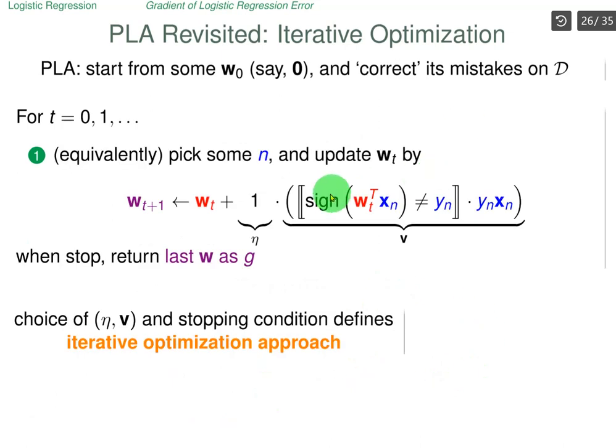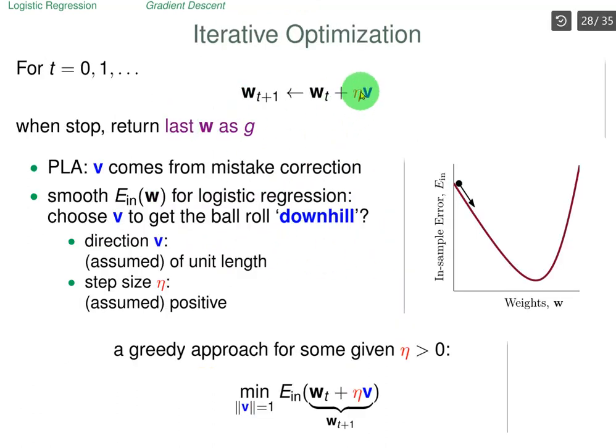Combining the first and second step in the original perceptron algorithm, we now have only one step. We can introduce some parameters here, such as eta and v, or we can also define v as a vector, because this is what we have, the x input vector. So y is a scalar. The output of this boolean is either true or false, 0 or 1. We can also change the behavior of this optimization step by changing eta and v. Let's think about the role of eta and v in an iterative optimization problem. In PLA, the v vector comes from mistake correction. How about logistic regression or our cross-entropy function?